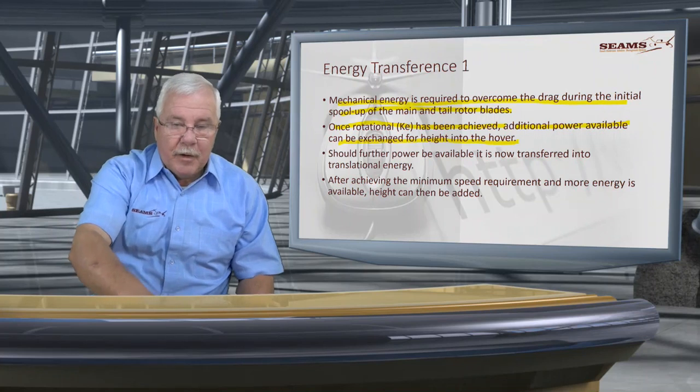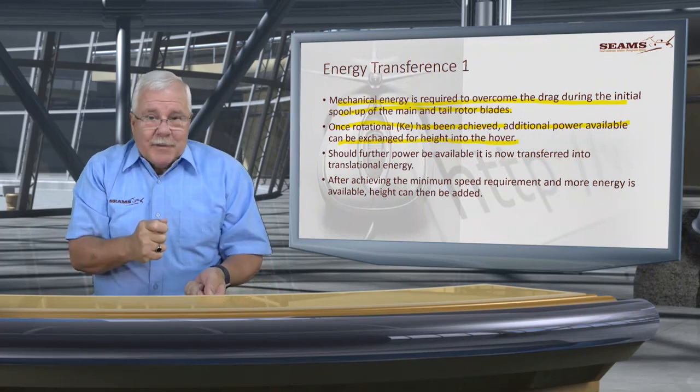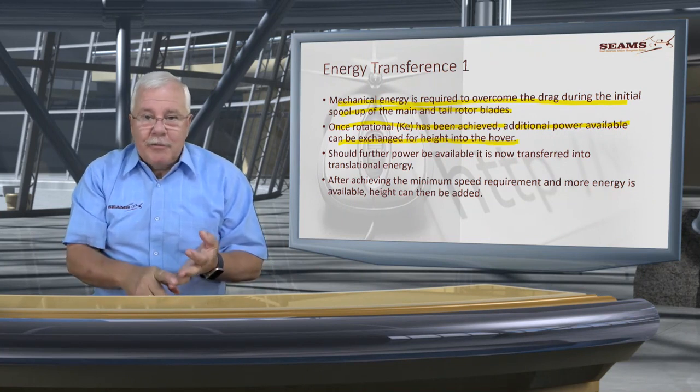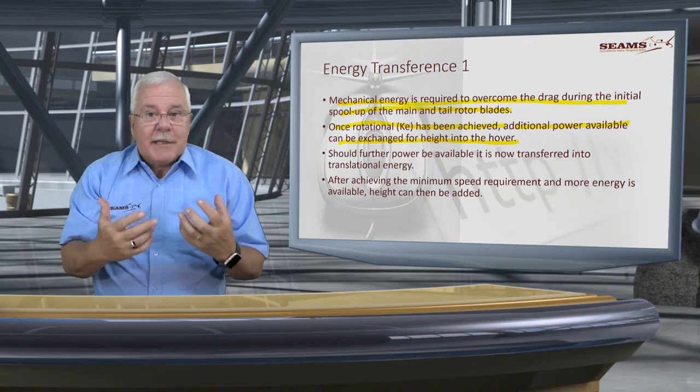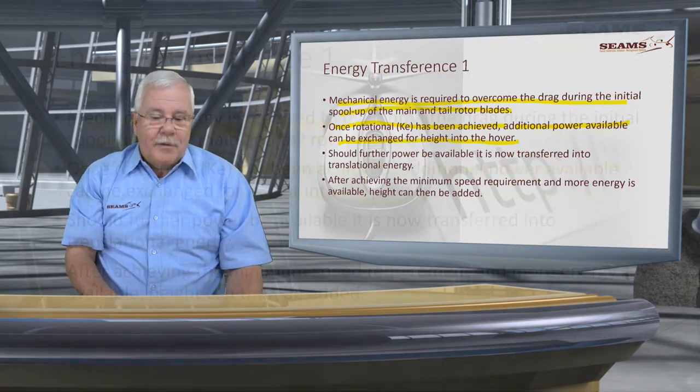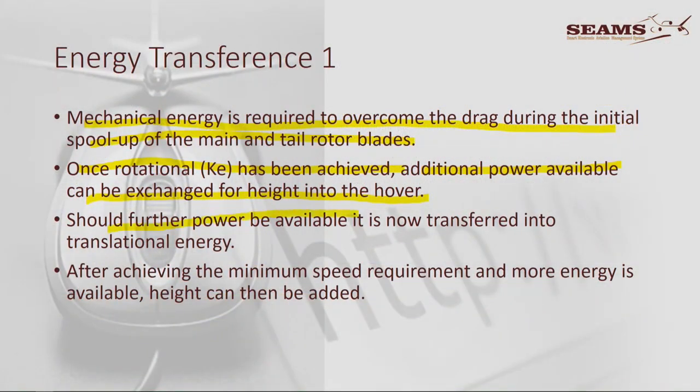So should further power be available, sometimes you get in the hover and say, I haven't got that extra little bit of power to go through transition, and I cannot do a roll-off. In other words, I simply cannot fly the helicopter. So let's just work with that scenario for now. Then should further power be available, it is now transferred into translational energy.